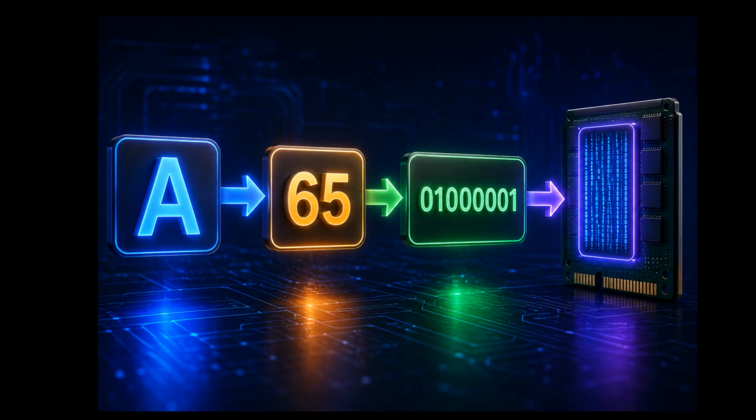Let's look at how a character becomes binary. We start with the letter A in ASCII. The letter A has the decimal code 65. Next, 65 is represented in binary as 01000001. This binary pattern can then be stored in computer memory. So remember: character, decimal code, binary, memory.